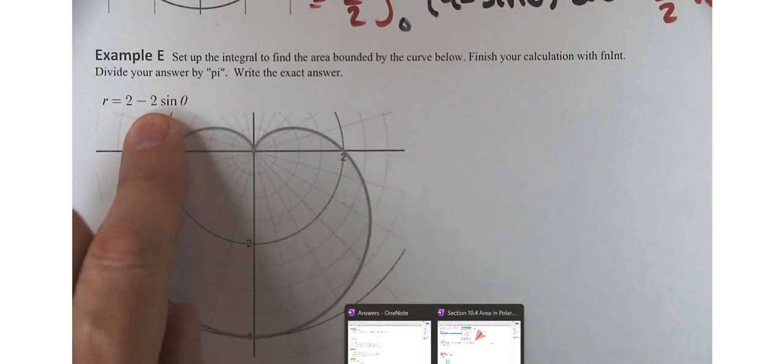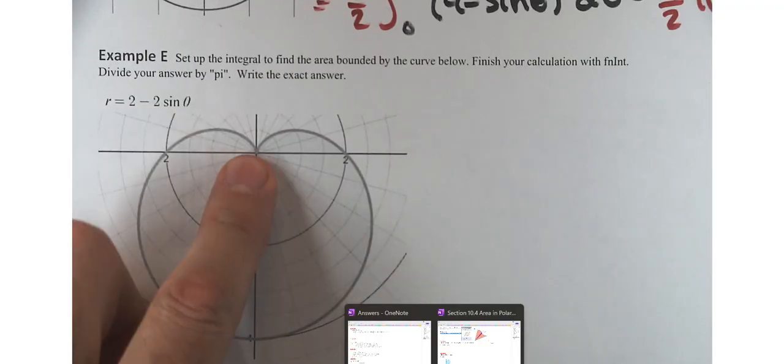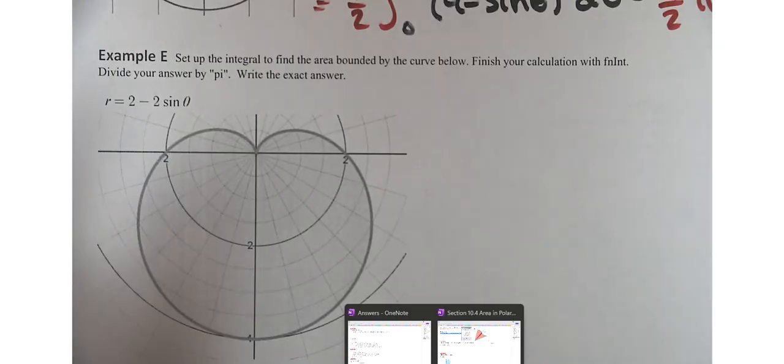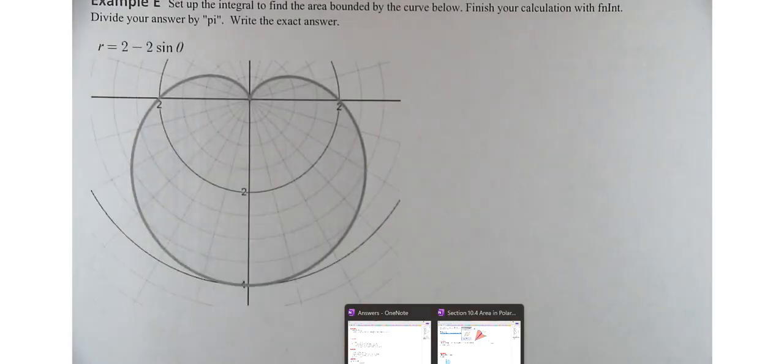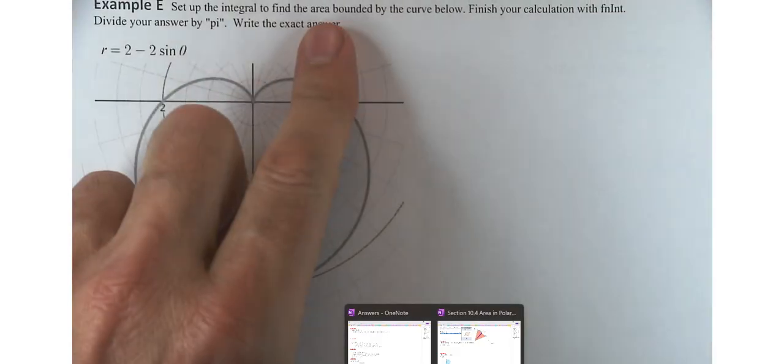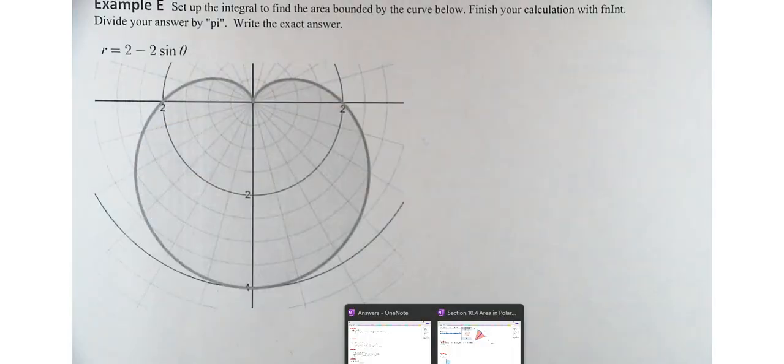Because these two things match, you get that nice little point there. That makes us a cardioid. So enjoy the most romance that math has to offer here. Set up the integral to find the area bounded by this. Finish with FN int. Go ahead, see what you can do. I'll pause. If you're watching this later, then try and race through to the end.